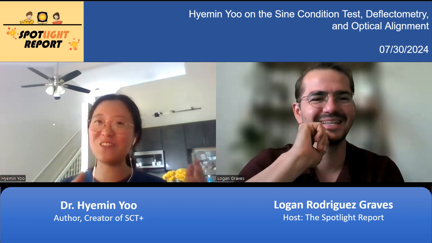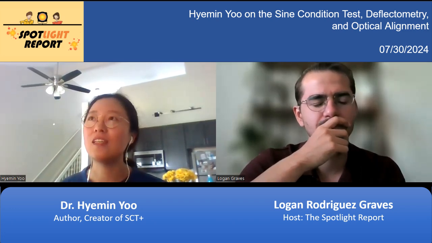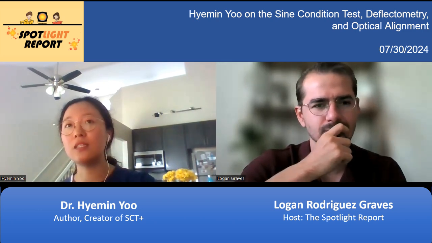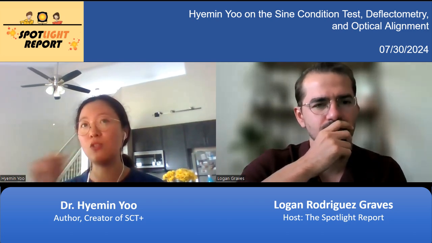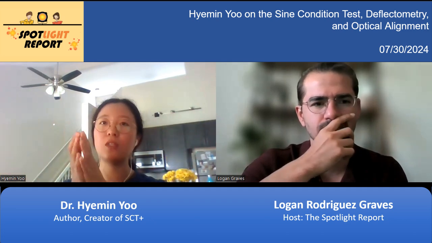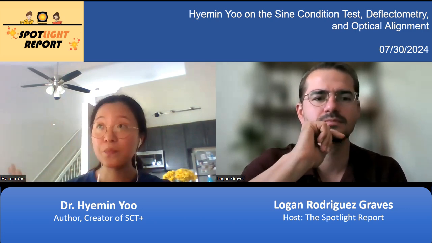Anyway, I keep losing track, but let's get back to my result. Surprisingly, the measurements from the interferometer and SCT plus matched really well. It has to be a one-to-one measurement. If I measure with this method and that method, they should give me the same amount of misalignment aberration. That's what I wanted, and that's what I got.